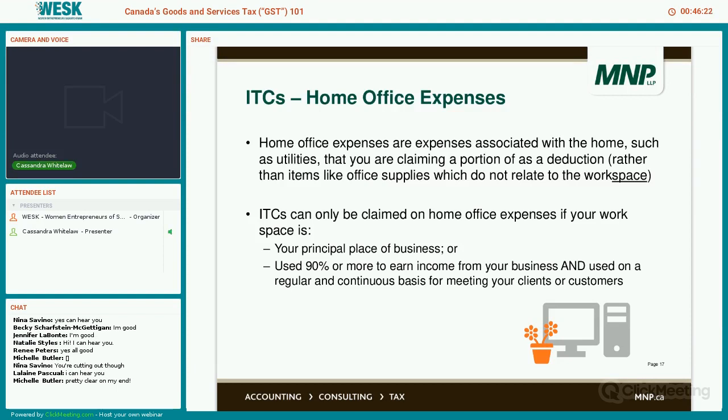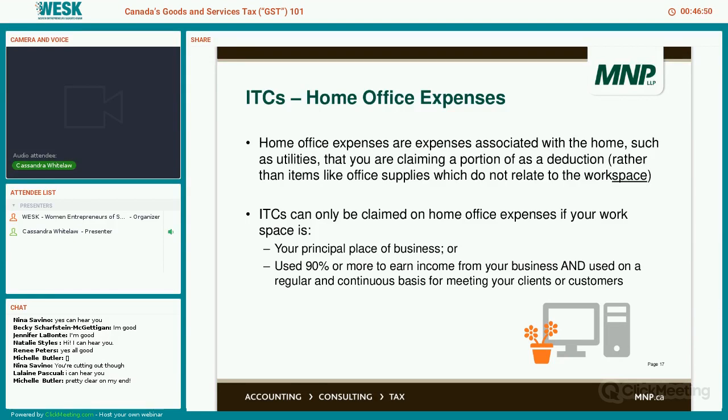Again, similar to the income tax rules, there are limitations on input tax credits for home office expenses. These home office expenses are any expenses associated with the home, such as utilities or property taxes, that you're claiming a portion of as a deduction for your income taxes. Keep in mind this is expenses related to your workspace. So it doesn't include items like office supplies and that kind of thing. Those follow the regular GST rules.